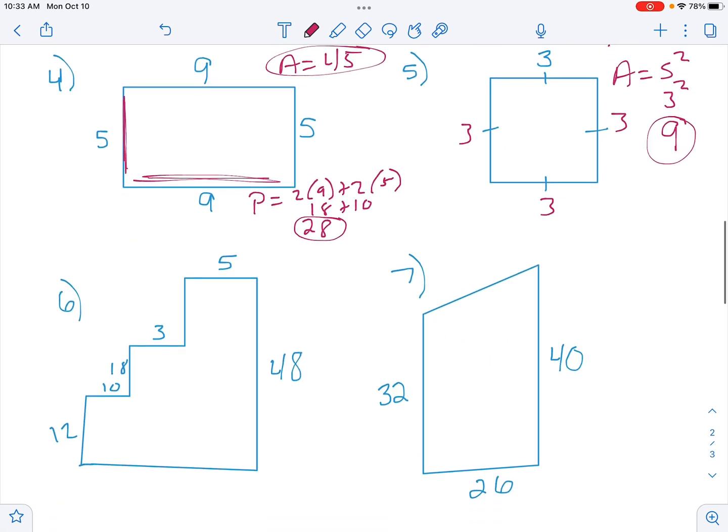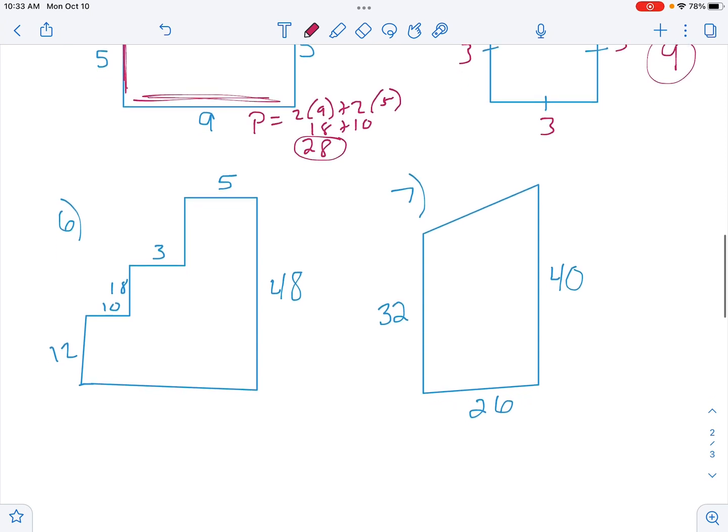Now we're also going to have some composite figures. Composite figures mean we might have to break the figure down into multiple pieces. So if we look at number 6, it kind of looks like stair steps. Well, is there a way that I could break this picture down into triangles, rectangles, and squares? Yeah. Now, you don't have to break it down exactly how I break it down. You can make that choice how you want to break it down. Personally, I would probably break it down this way.